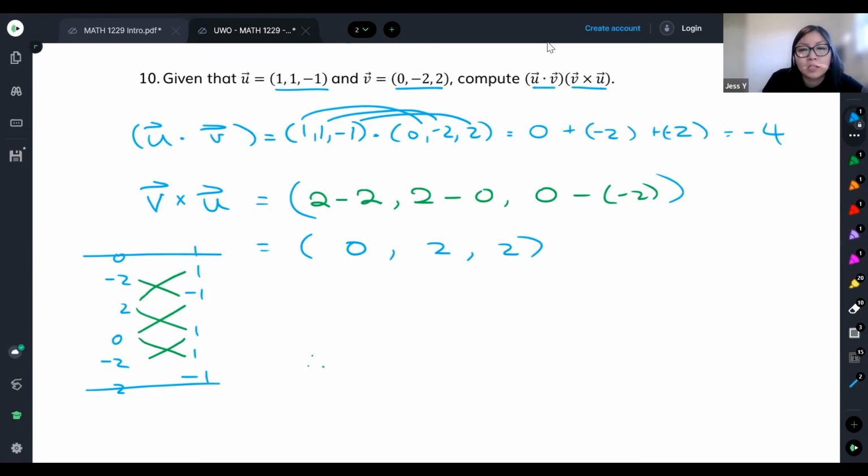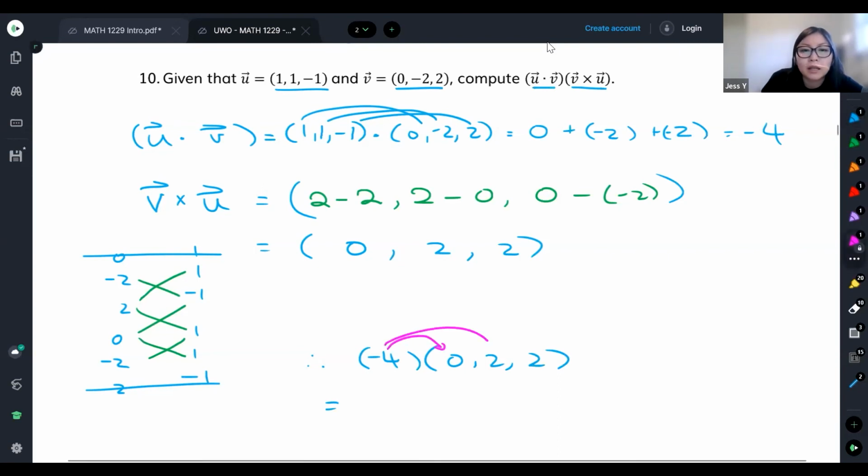So finally, we have to calculate u dot v, which is negative 4, times the v cross u, which is 0, 2, 2. So this is just a scalar multiplication, not a dot product, not a cross product. We're just taking this number and multiplying it into each number in the vector. So this is 0, negative 8, negative 8. That would be the answer you want for 10. All right, so that's the one that you would want to select on the final exam.